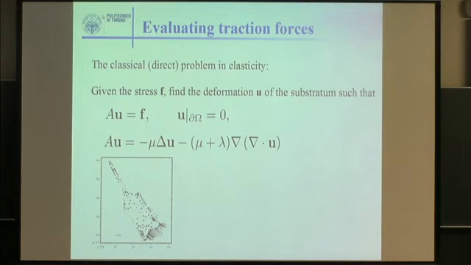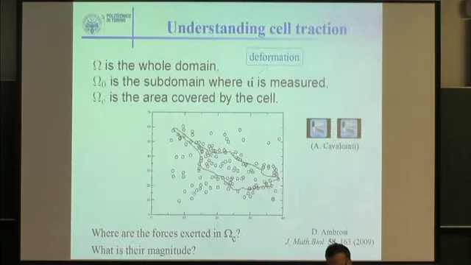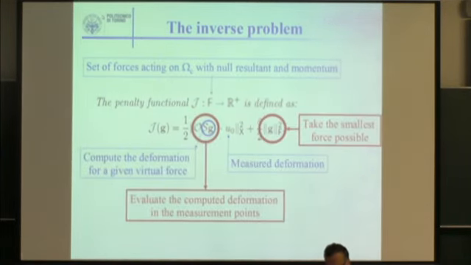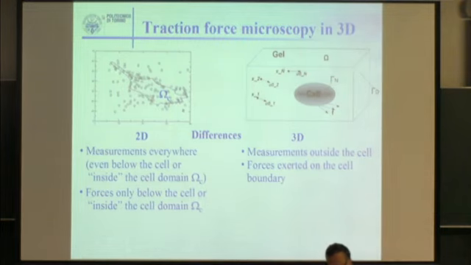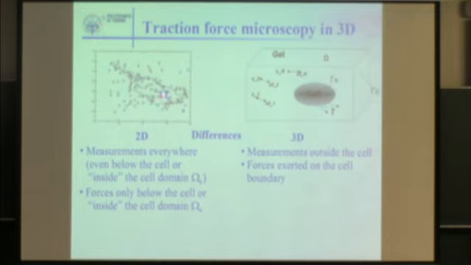But for those who are interested, this has to do with traction force microscopy, that we were doing in 2 dimensions, and now we have an algorithm to do that in 3 dimensions. The thing is a bit different. In 2 dimensions, in traction force microscopy, one has measurements all over the regions, and one knows that the forces are exerted below the cells, which is part of the domain.